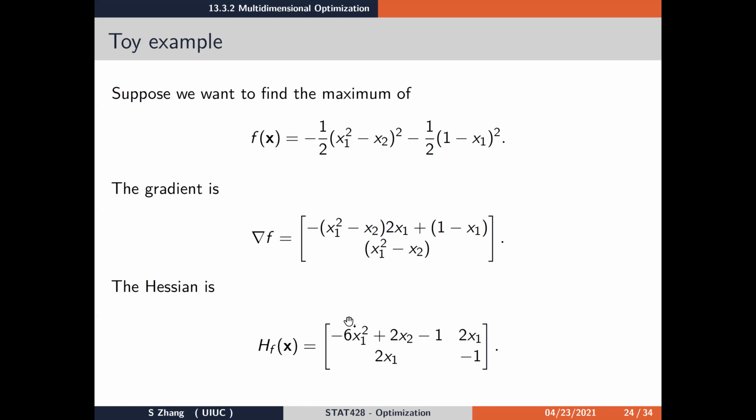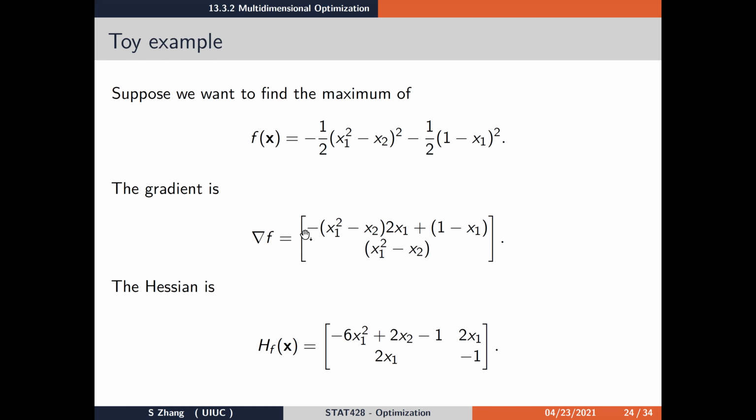And the corresponding Hessian is given by taking each entry of the gradient and taking the derivative against x1 and x2 again. In this case, we get a Hessian matrix that's 2 by 2. The first entry is the first partial derivative here, taking the partial derivative again against x1. That gives negative 6 times x1 squared plus 2x2 minus 1. Then this entry here and this entry here will be either the first entry of the gradient taking the partial derivative against x2, or the second entry taking the partial derivative against x1. In both cases we get 2x1. And the last one will be the second entry of the gradient taking the partial derivative against x2, and that gives us negative 1.